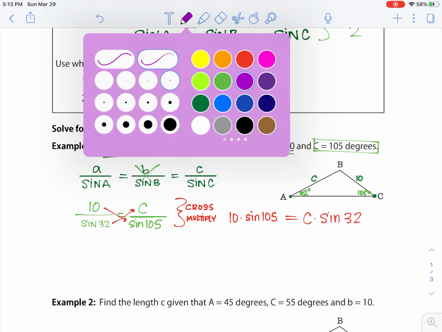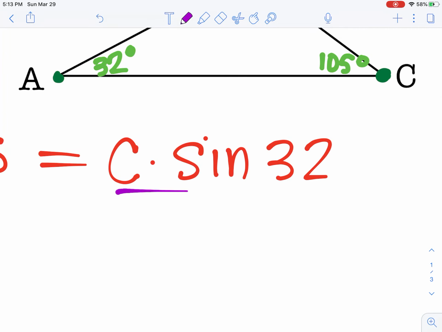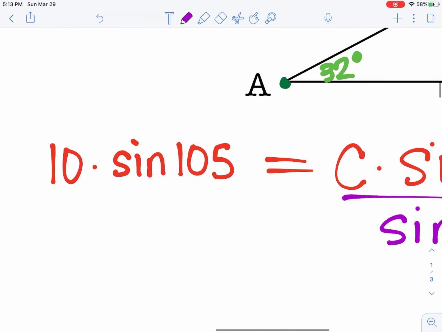So our final step should be to get c on its own, so the inverse of multiplying by the sine of 32 is to divide.